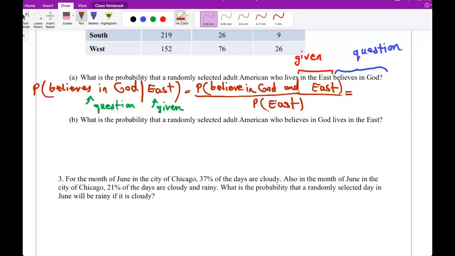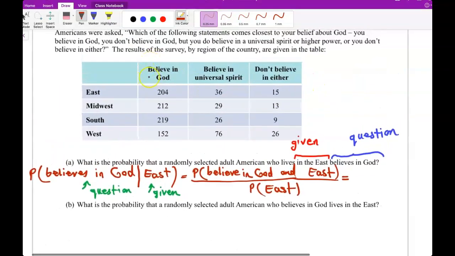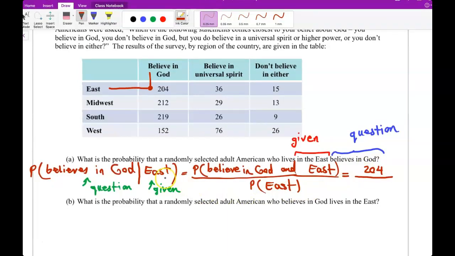Now we want to find the answer. Here is believing in God, and this is East. What we have in common is 204. And remember that I said when we have "and," meaning the intersection, it's this intersection symbol, and that means find what you have in common, which is 204. And we should find how many people live in East.